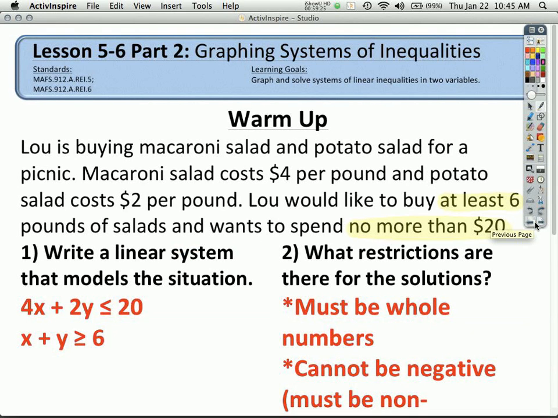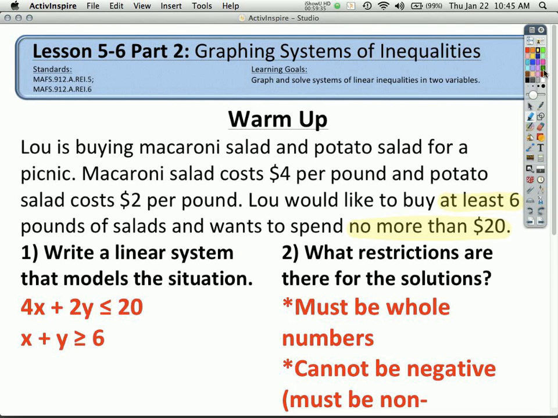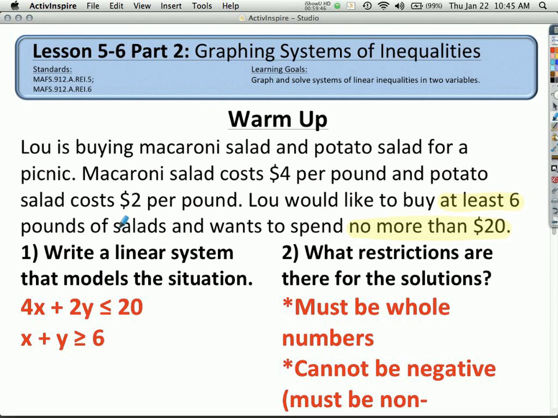And look at what many of you got for today's warm-up. But there is a major difference. And it actually has to do with the English language. It doesn't have to do with math. So I want you to look here. It says macaroni salad, potato salad, but then all of a sudden it says at least 6 pounds of salads. So it started with macaroni, potato, and then all of a sudden what happened?